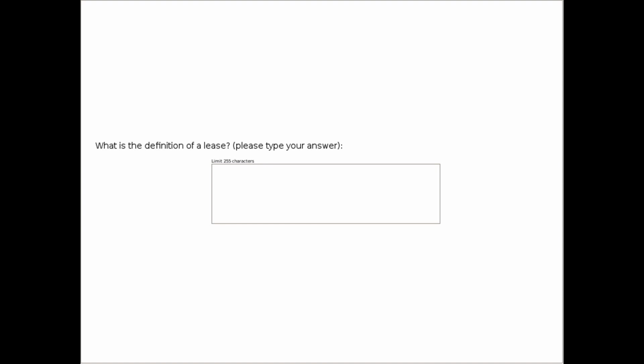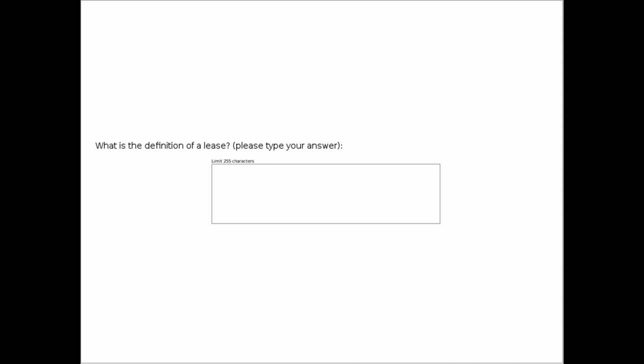I can reread it as you're looking at it. It's a contract that conveys the right to control the use of an identified asset for a period of time in exchange for consideration. We'll give people some time to type some semblance of that out. Since we have to answer 75% of the polling questions, we'll give it a little bit of time here. Okay. Hopefully everyone has time to type something in there.